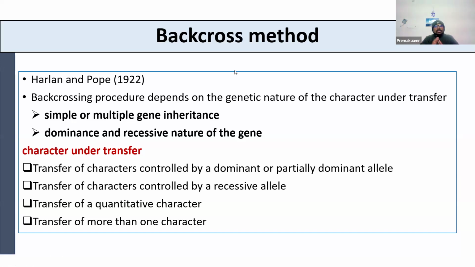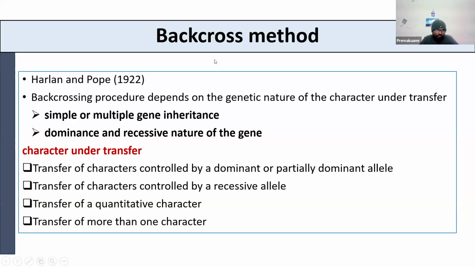The backcross method was given by Harlan and Pope. Please remember the scientist for each and every breeding method. Scientist and year are also very important. Harlan and Pope discovered this backcross method. It's just a procedure. It mainly depends on whether you transfer a single gene or multiple genes, which may be dominant or recessive, or governed by quantitative inheritance, whatever it may be. You are just transferring some genes into a genotype without altering any character of that genotype. We are just correcting some defect of that genotype. That is called the backcross method.